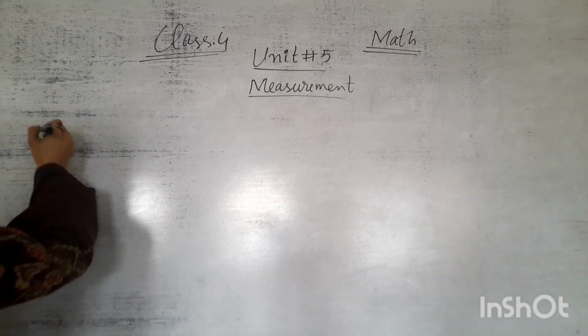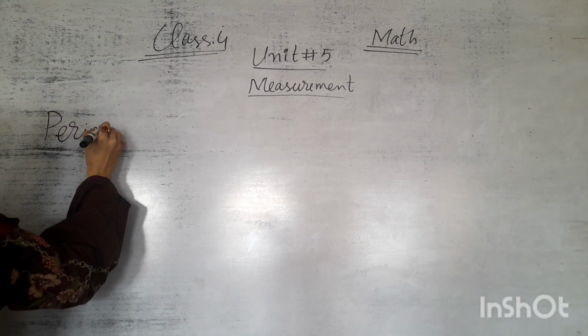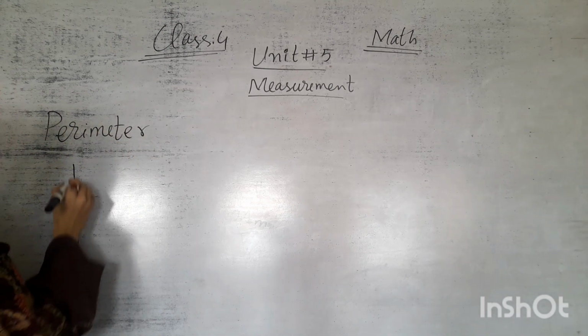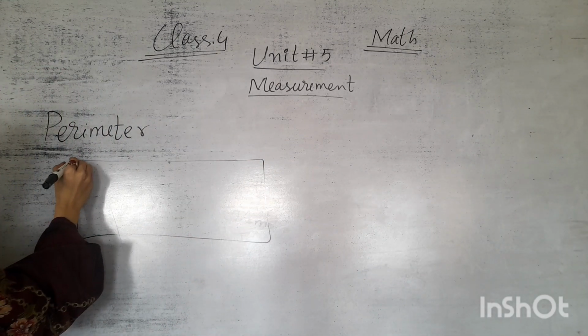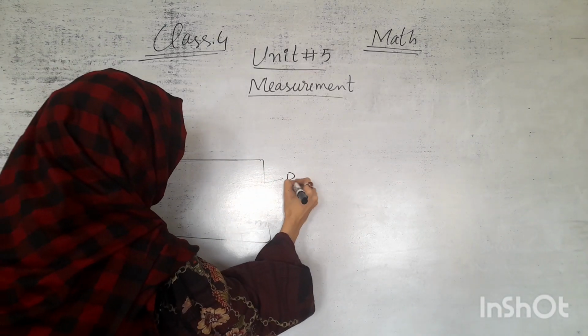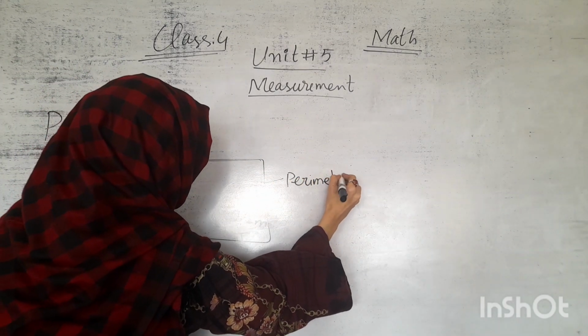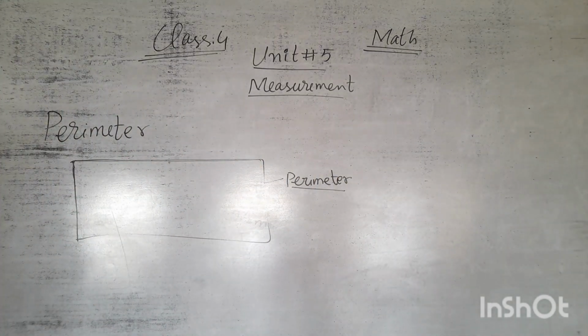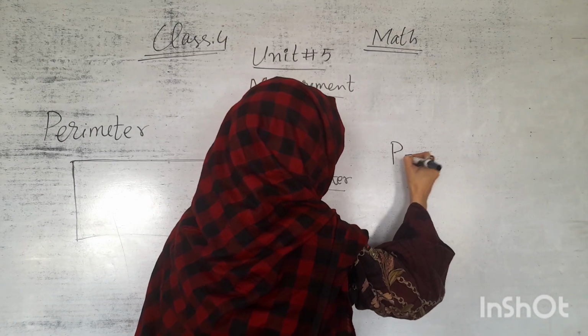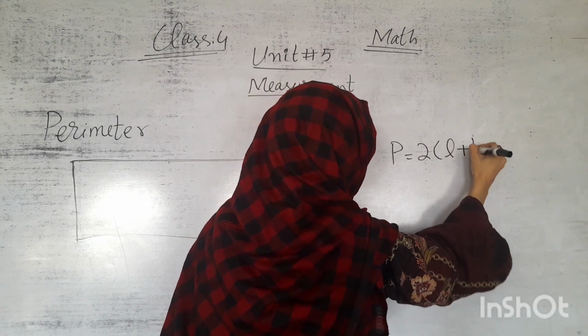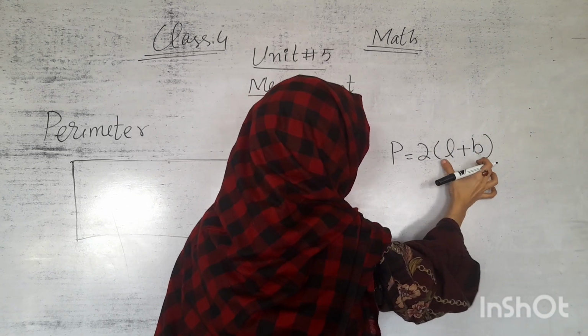For example, we have a figure, we have a rectangle. So the boundary of this shape is called perimeter. Tell me Burhan, what is the formula of perimeter? Good. The formula of perimeter is 2 multiplied by length plus breadth.